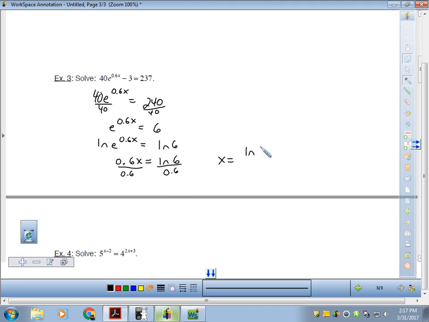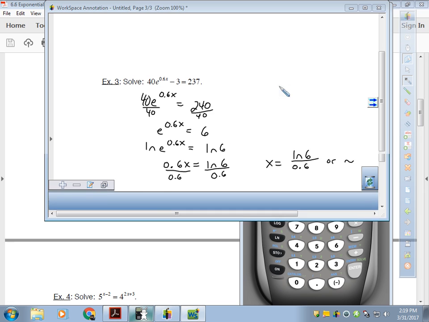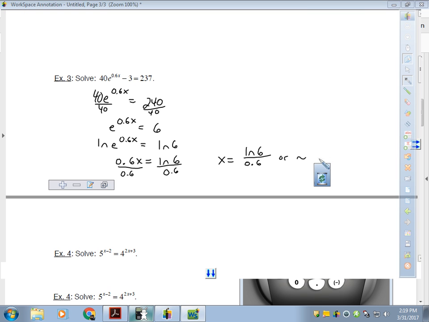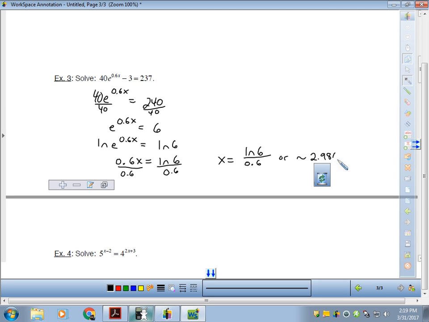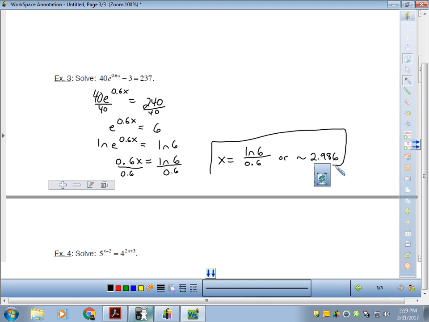So our exact answer is ln of 6 divided by 0.6. Or we can go to an approximate and say, okay, we have ln of 6 and dividing it by 0.6. And that's 2.986. So that would be our approximate answer. Okay, so that was a little bit more complicated. We had to do a little bit of manipulation at the beginning, but not too bad.